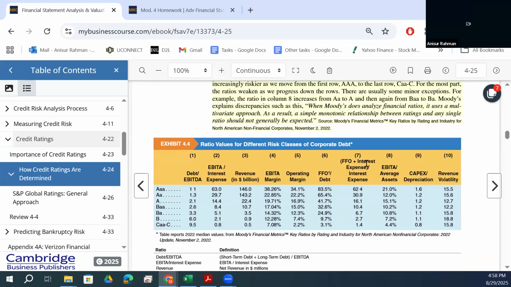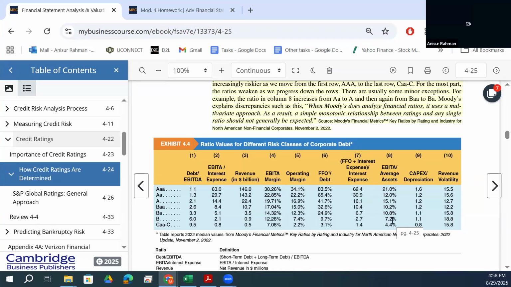Similarly, there is a variant of this ratio: FFO plus interest expense over interest expense. A higher value means the company has a higher ability to pay off its interest expense, so the rating improves as the value increases. Similarly, as the EBITDA to average assets ratio increases, the rating should increase, right?